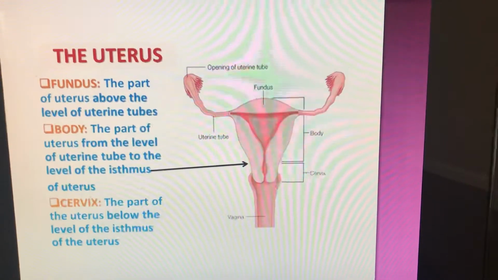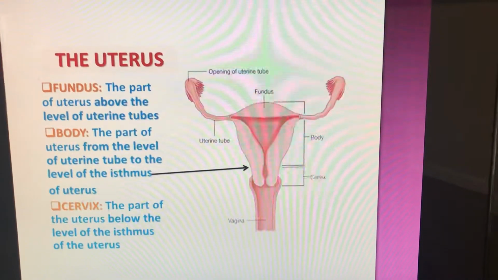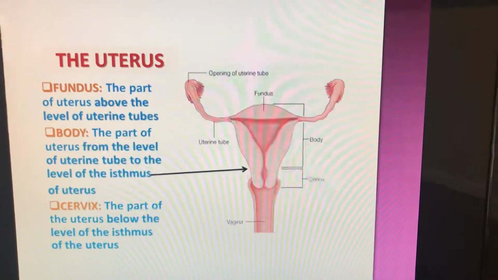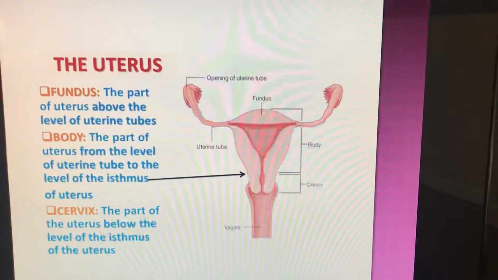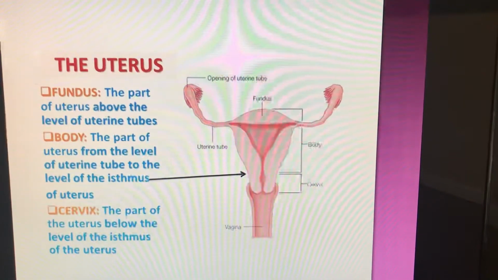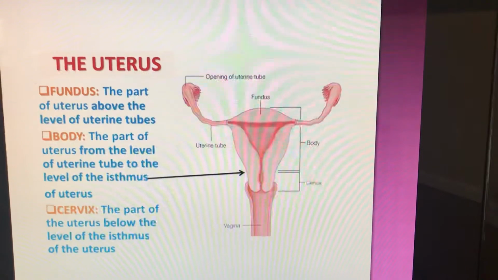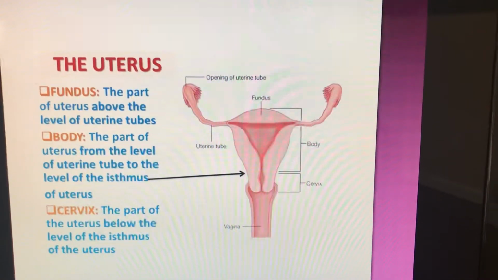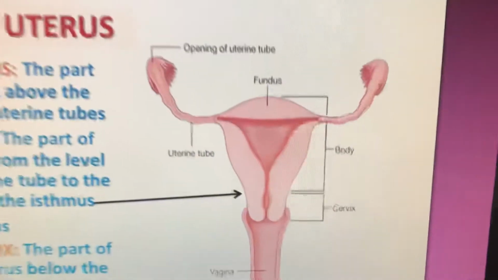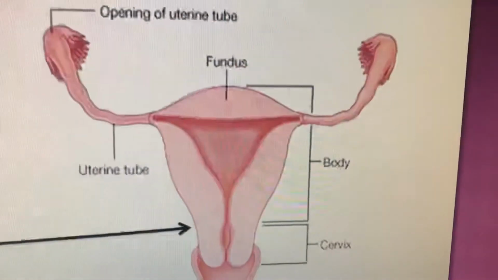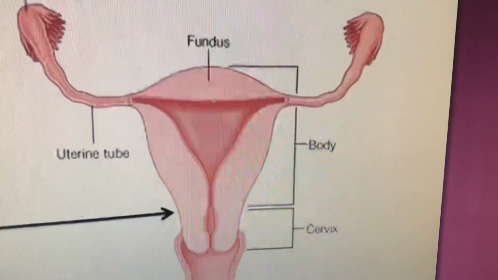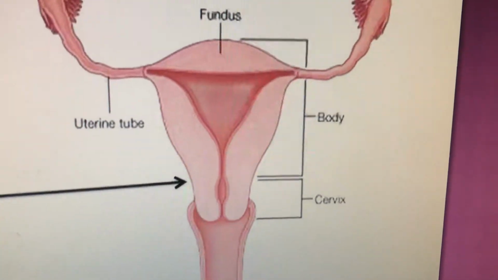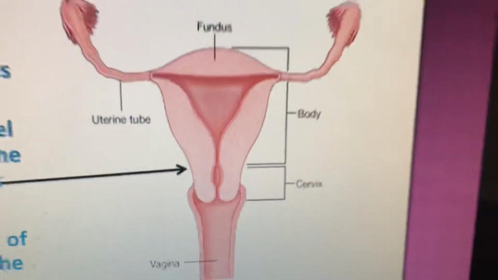The fundus is the part of the uterus above the level of the uterine tubes. You have the body, which is the part of the uterus from the level of the uterine tube to the level of the isthmus. And then your cervix, which is the part below the level of the isthmus. Let's zoom in. So the fundus is the top. You have the body and then the cervix.